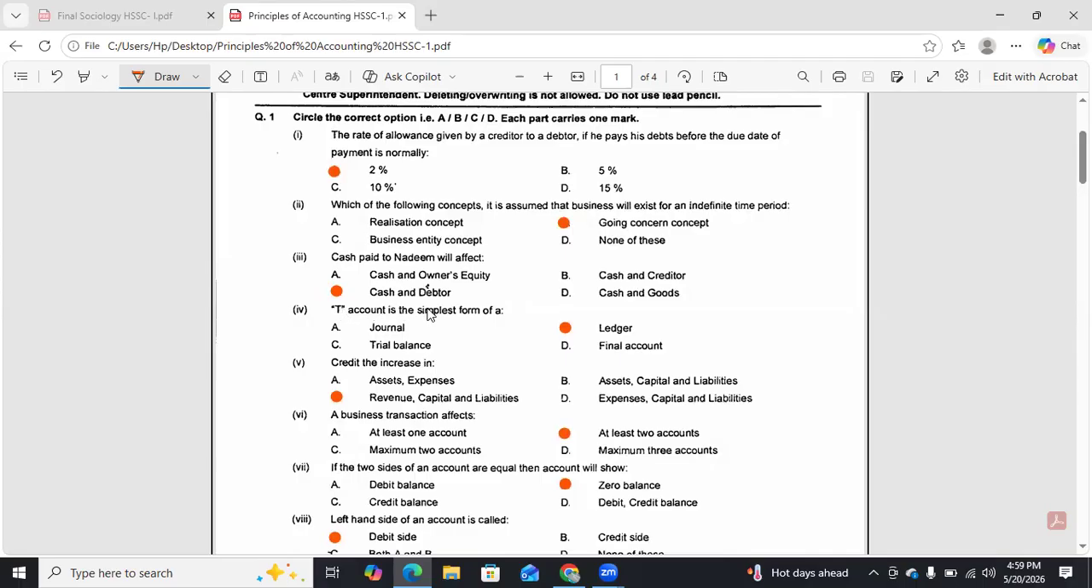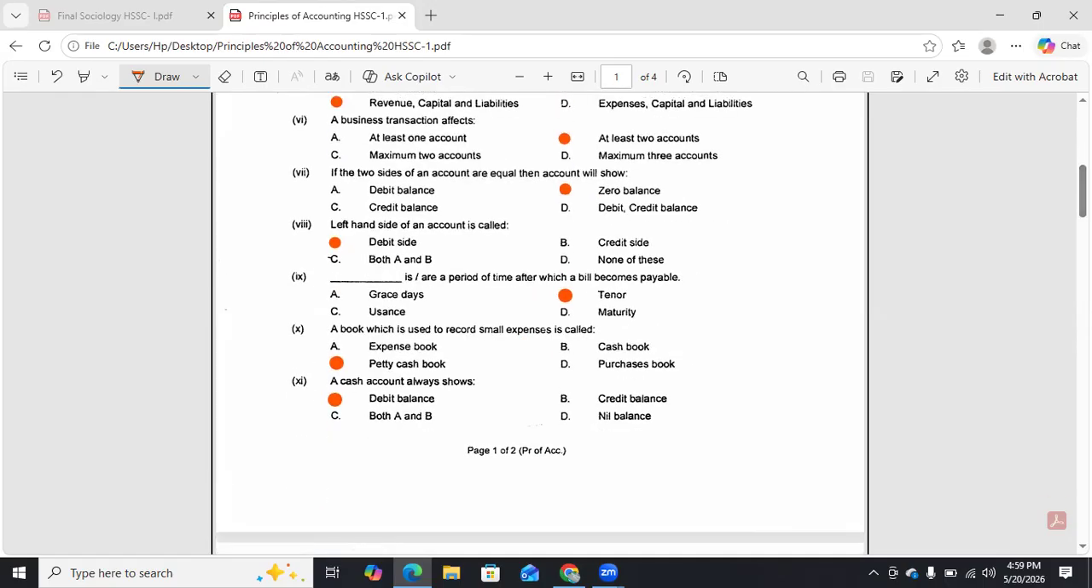T account is the simplest form of a ledger. Credit the increase in revenue, capital, and liabilities. A business transaction affects at least 2 accounts. If the 2 sides of an account are equal, then the account will show zero balance. The left hand side of an account is called the debit side. Dash is a period of time after which a bill becomes payable. Tenor.